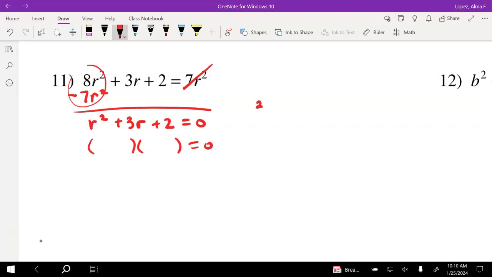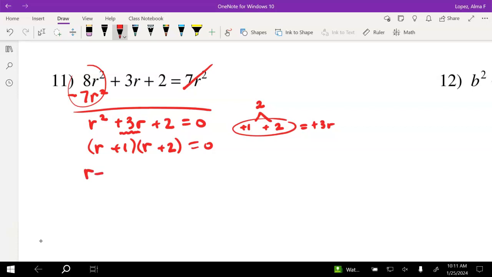Then I'll go ahead and write down the factors of 2. Luckily, 2 only factors one way, so I know that that's them. But how do I get them to add up to a positive 3r? Make them both positive. Now I'm ready. Factors of r squared go in the first position, r and r. Factors of 2 that add up to be 3r are positive 1 and positive 2.